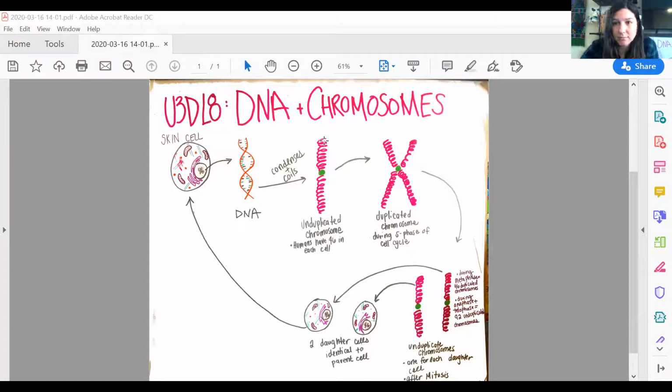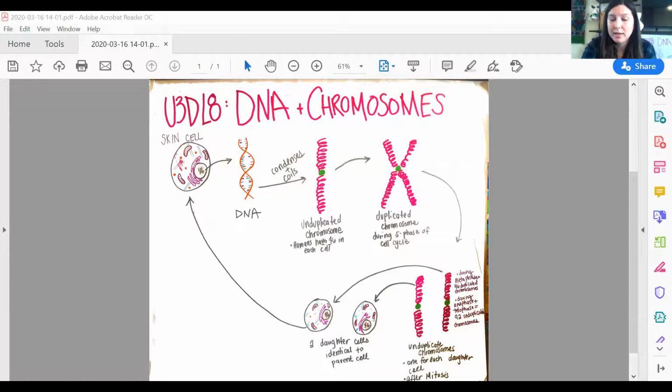In our typical cell that's not going through mitosis and hasn't replicated its DNA, we have 46 unduplicated chromosomes in each cell. This is unique to humans. Other animals have a different number of chromosomes, but today we're just focusing on humans.